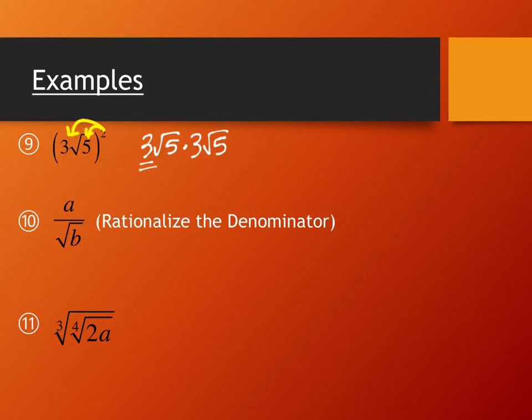You multiply the pieces that are outside the radical together. What's 3 times 3? 9. And what is the square root of 5 times the square root of 5? It's 5. Okay, when you multiply a square root by itself, it eliminates the radical. So I end up with the value 45. If you think about it from this distribution perspective, 3 squared is 9, and then the square root of 5 squared is 5, you still end up with the same 45.